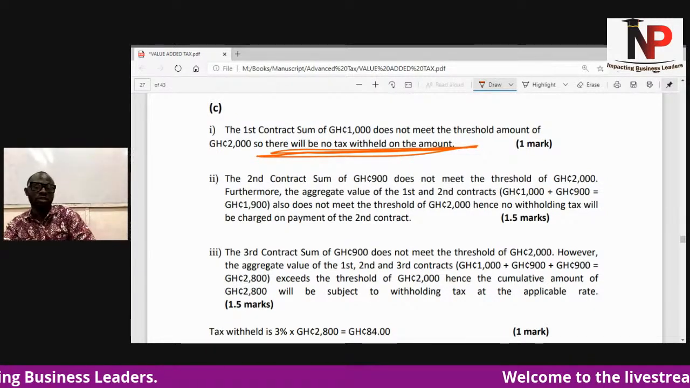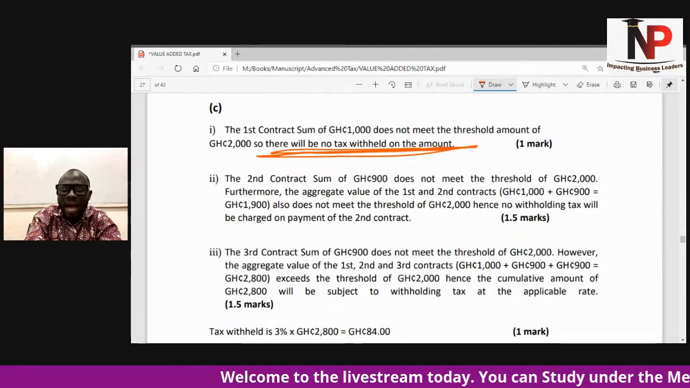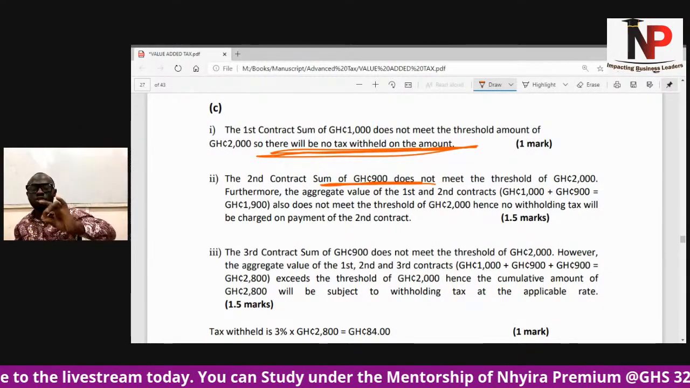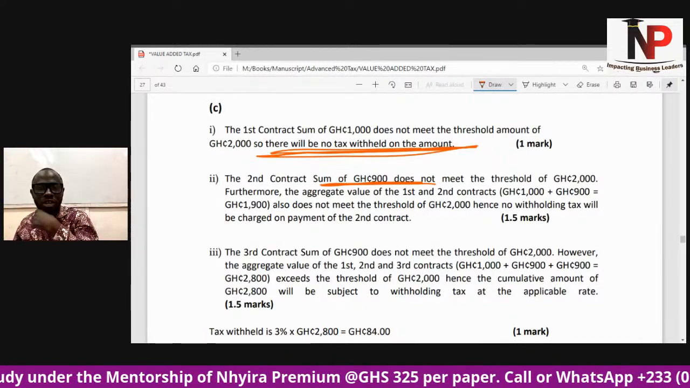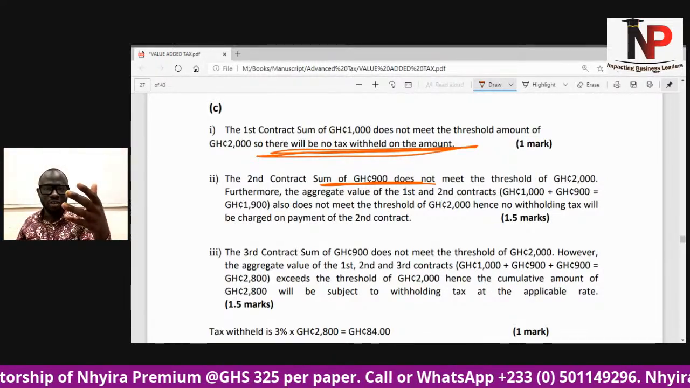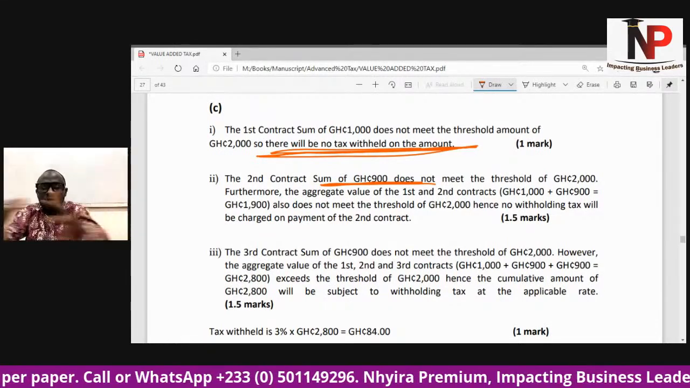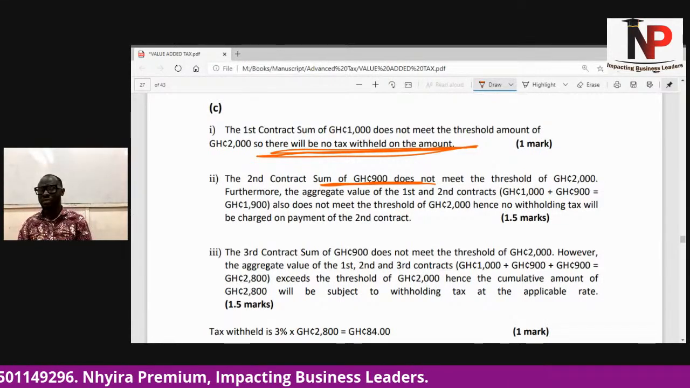It's below the 2,000. The second one is 900. Now, the 900 by itself is also below 2,000. So again, we will not withhold any tax on that as well. I hope you are getting the treatment. But then we need to look at the aggregates because they are all occurring in the same year of assessment.